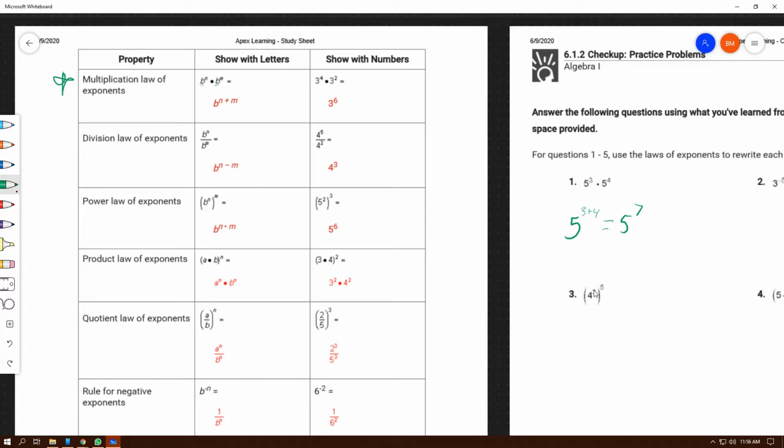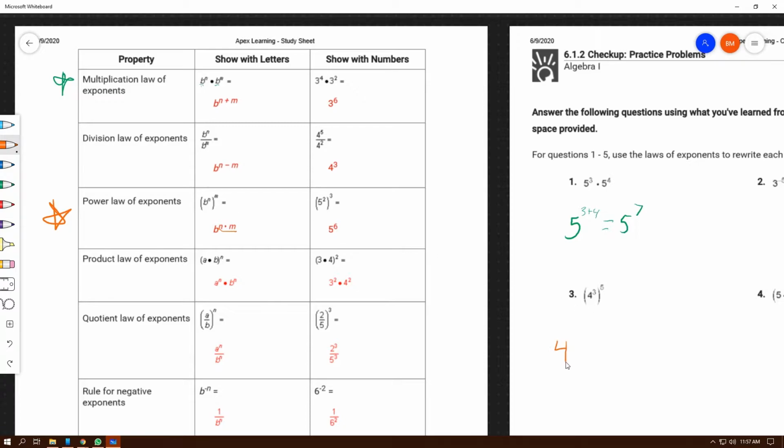Now, doing number 3, I have a 4 cubed, and then to the 5th power. Well, I have a power law of exponents. Looks like the same thing. We have a base, and we have a power to a power. That's kind of what we'll call it. We have a power to a power. When you have that scenario, it becomes kind of like, but not really, kind of like distributive property, right? Something outside of parentheses, we're going to go ahead and multiply it.